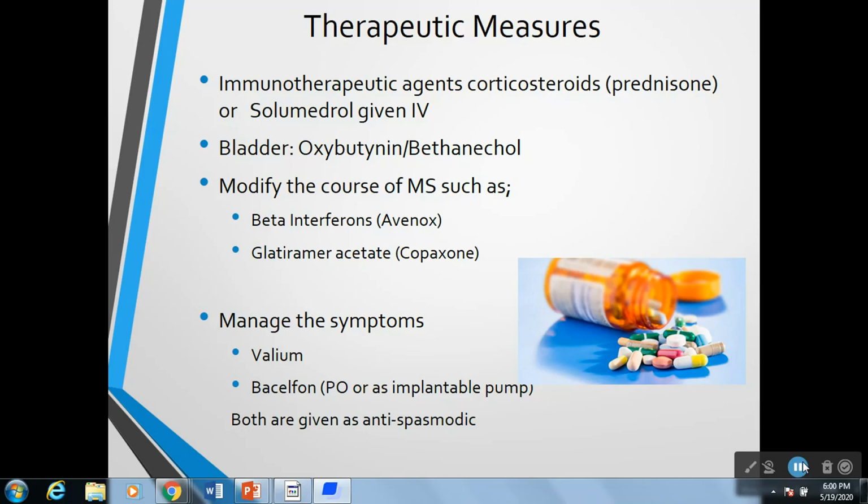Prednisone is also one that they may be on for more long term. For the bladder, like I talked about earlier, oxybutynin is what they would give a patient if they were having problems with urgency to go.